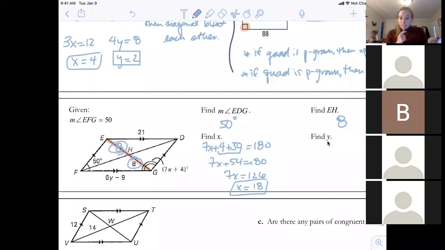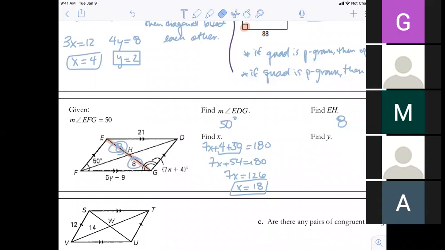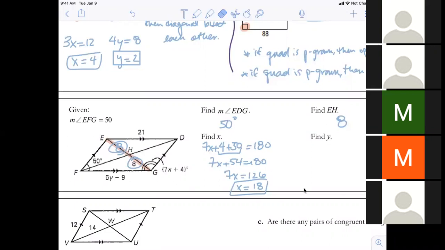Very good. All right, now we got to find Y. How about, Jeanette, can you help me find Y?